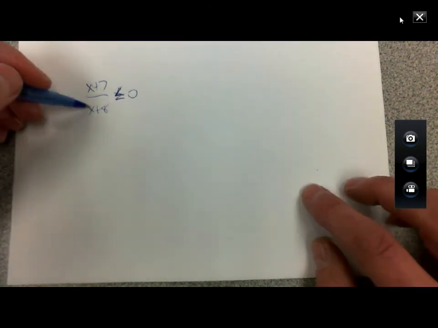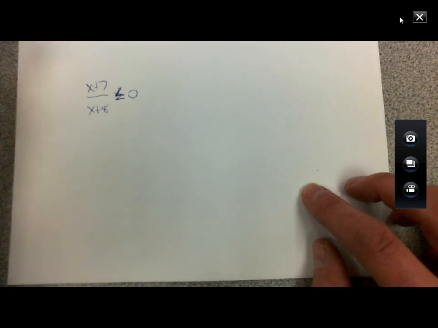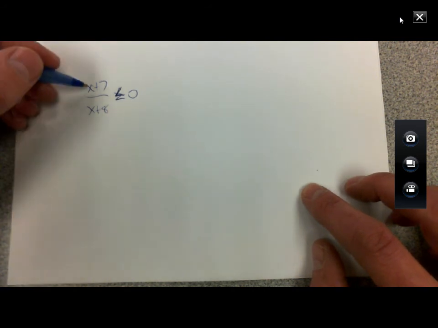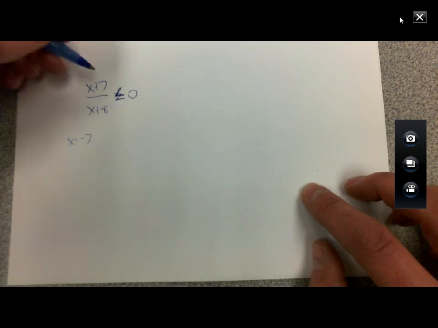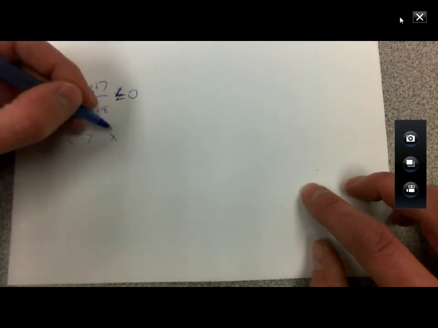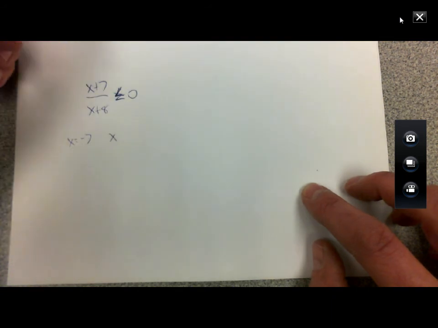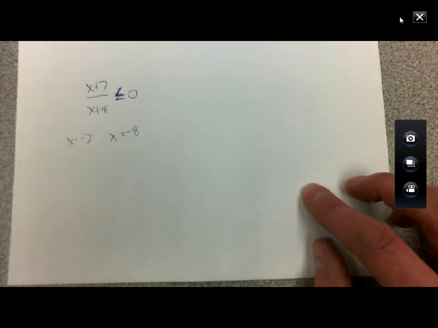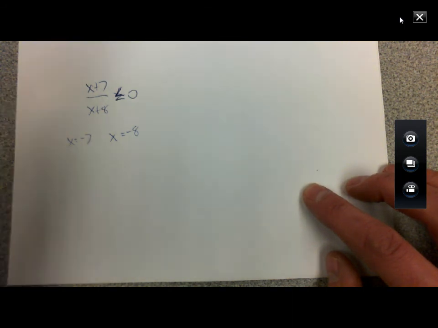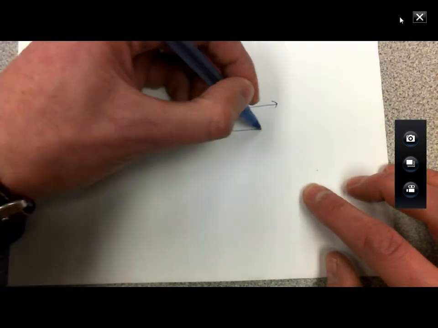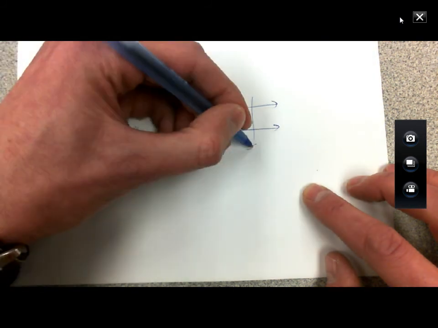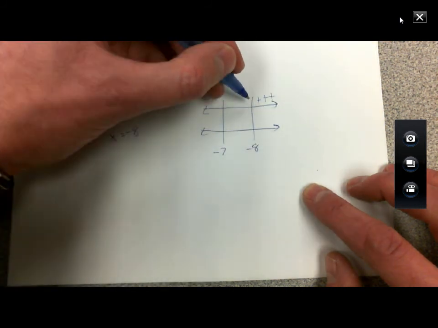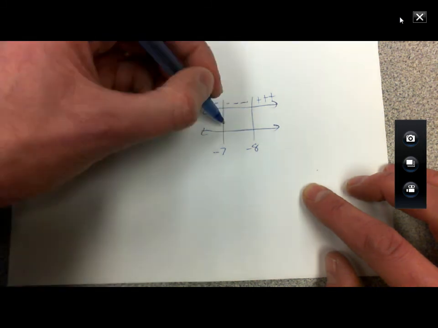It is the same idea. We're going to look at these two separately, except instead of multiplying them together like we were doing before, we're going to divide them. So x plus 7, I'm going to pretend this is an equal sign. x could be -7. -7 plus 7 could be 0. Or x could be -8. Okay, and that would be 0. So I'm going to use my double number line here.